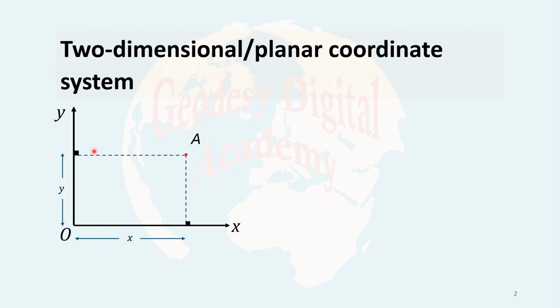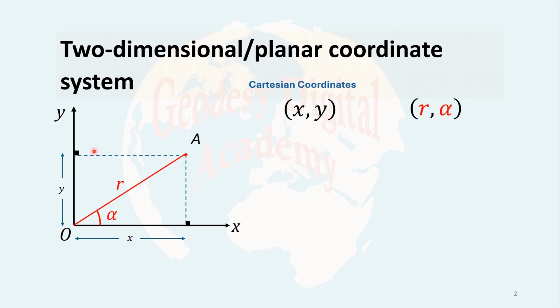I can define the coordinate for the point A in another way, using a distance from the center of the coordinate system or origin and one angle. Therefore, the coordinates of this point can be determined by x or y coordinates, which are known as Cartesian coordinates, or with the distance and angle, which are known as polar coordinates. And the question is how to convert these two coordinate systems to each other.